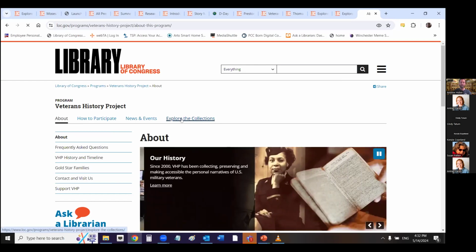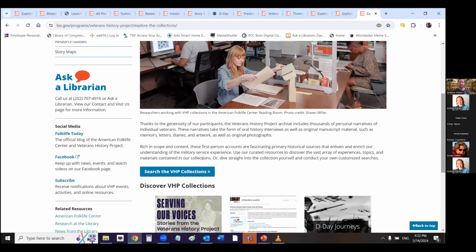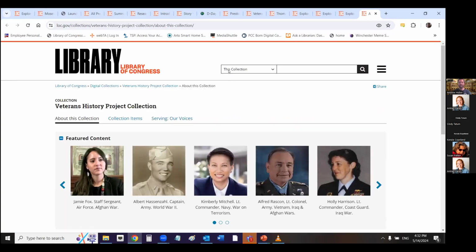You have to go to Explore the Collections, Search the Collections, and then you have to make sure it says this collection before you start using the search bar. Otherwise, you are going to get millions of search results from things all over the map. We've got 26 different divisions and reading rooms at the Library of Congress, over 150 million collection items, which again, is an awesome wealth of resources, but more than you need if you are looking for Veterans History Project materials.